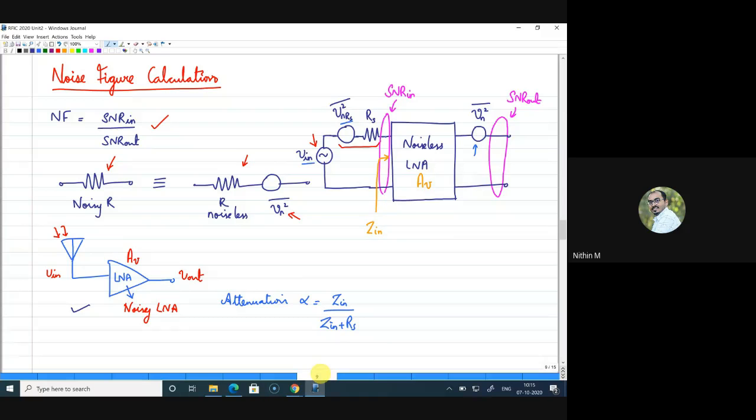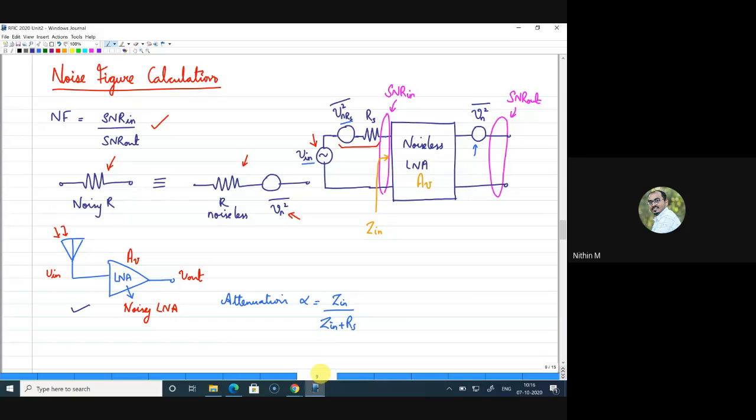class, noise figure is defined as a ratio of the signal to noise ratio at the input to the signal to noise ratio at the output. And it's a common thing to represent a noisy element as a noiseless element and in series or parallel with the equivalent source. So if it is a resistance, usually we'll represent it as a noiseless resistor in series with a voltage source Vn square bar.